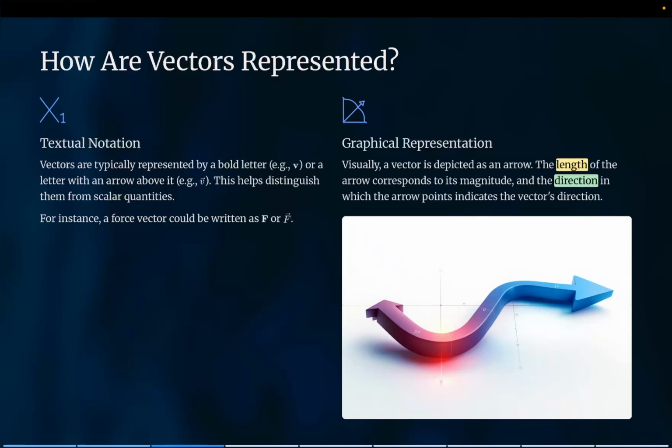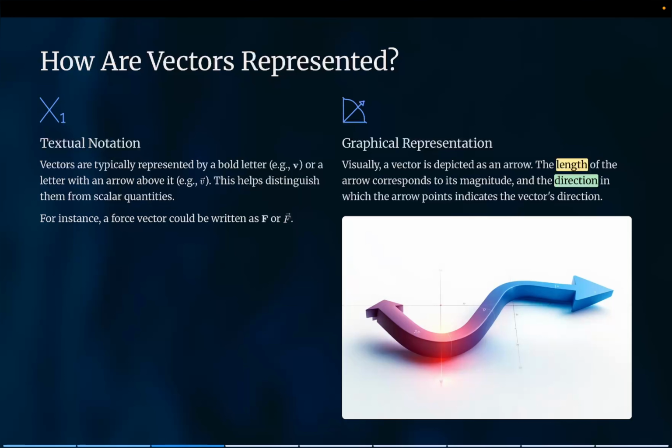How are vectors represented? There are two ways to represent a vector: notation and graphical representation. Notation is representing a vector using bold letters or adding an arrow above the letter. For example, for a force, you either write a bold F like this, or an F with an arrow above. The second way is the graphical representation, where a vector is depicted as an arrow.